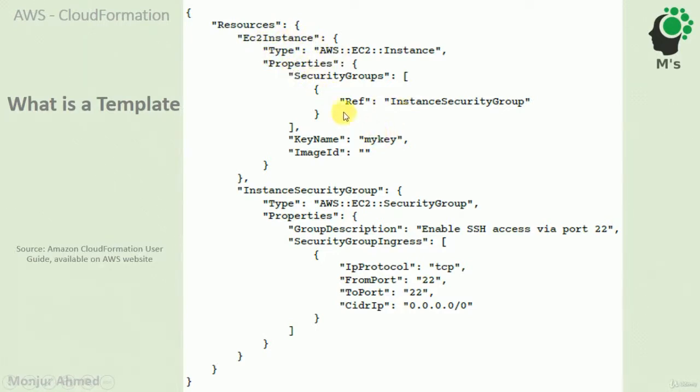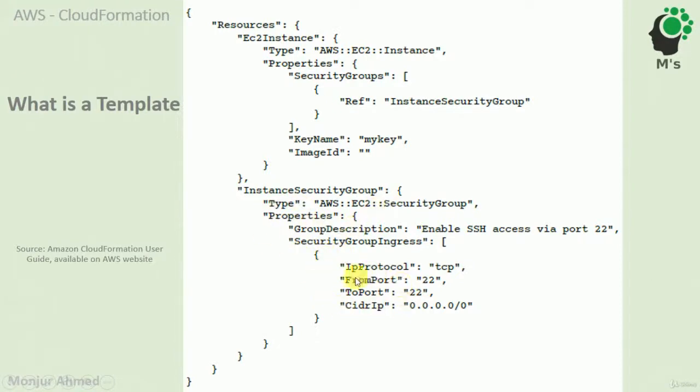Here we have a new thing called a reference, instance security group. If you look further elsewhere in the document, you will find InstanceSecurityGroup, which has a block up to this point. If you look carefully, you can find that the innermost is this, and this one is paired with this one, and this one with this one. So this is the block which defines the security group.